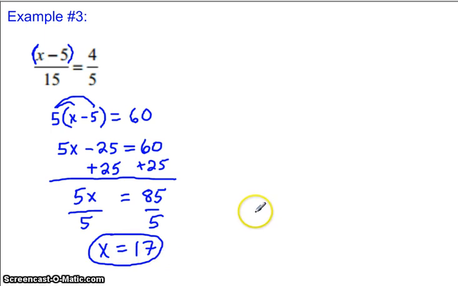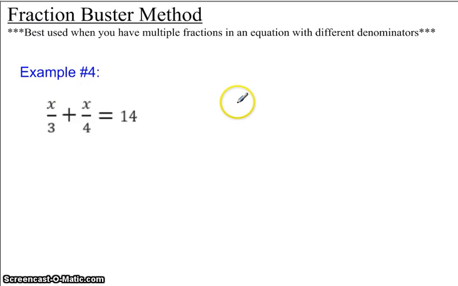You may get a few for practice that get a little bit more involved, but this is the basics. This will get you started. Alright, let's get to the other kind of fraction problems you're going to see. And I call these the fraction busters. Alright, so this method, the fraction buster method, is best used when you have multiple fractions in an equation and those fractions have different denominators. So this example number 4 here, I got x over 3 plus x over 4 equals 14.